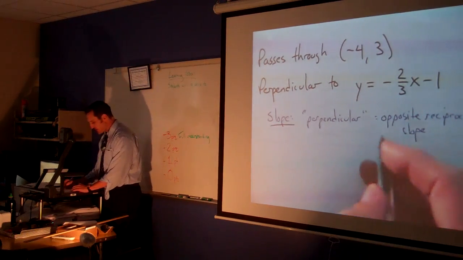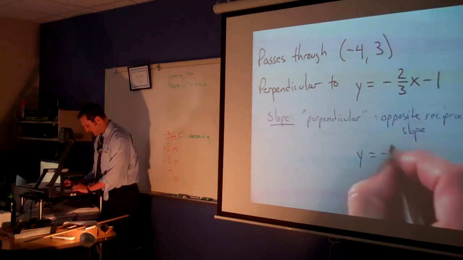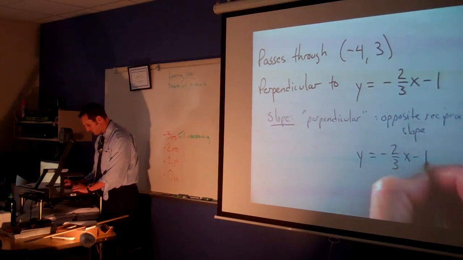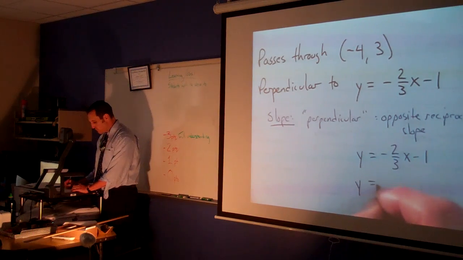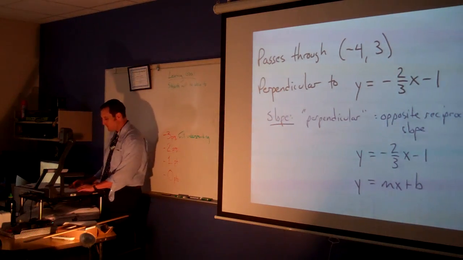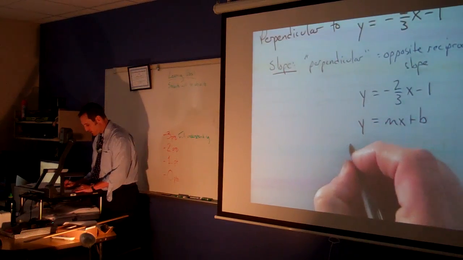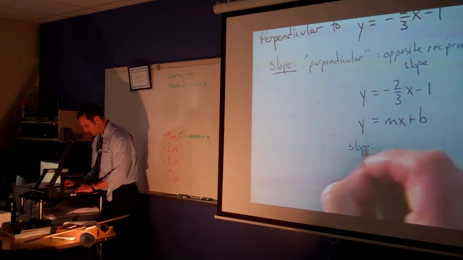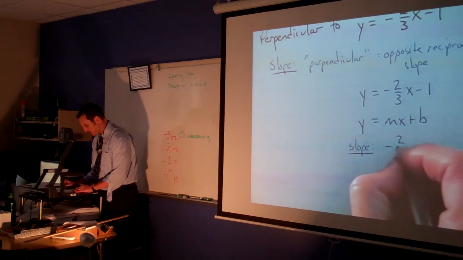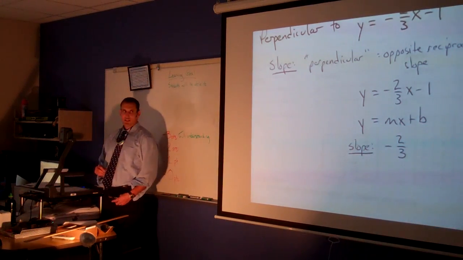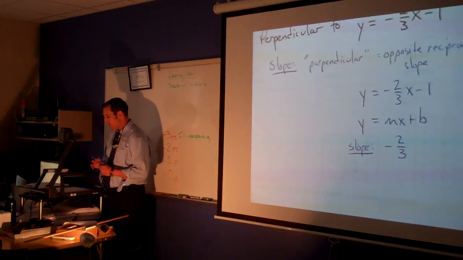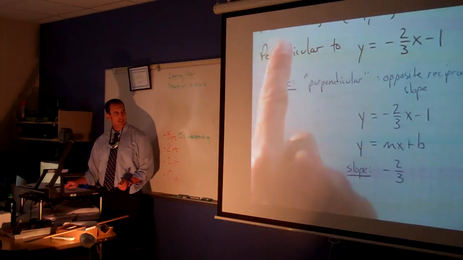So we investigate the current line we have. y equals negative 2/3 x minus 1. We recognize that it is in slope-intercept form, and so we recognize that this slope is negative 2/3. So that's the slope of the line we have. However, we need the perpendicular slope.